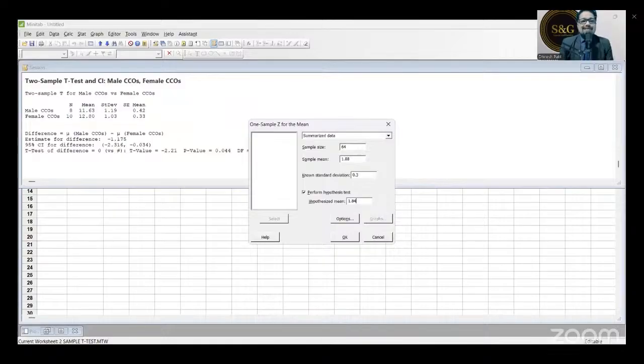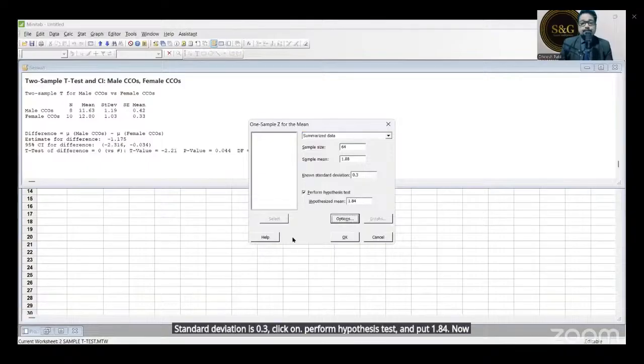Let's go to Stat, basic stats. In basic stats, there is one sample Z test. Select summarized data. In summarized data, sample size 64, sample mean 1.88, standard deviation is 0.3. Click on perform hypothesis test and put 1.84.